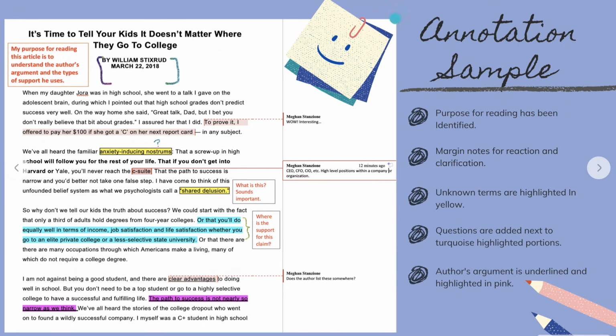So this is just an example of annotation. Again, yours can look a little bit different, but this gives you an idea of what one page of text might look like when you're done with it.